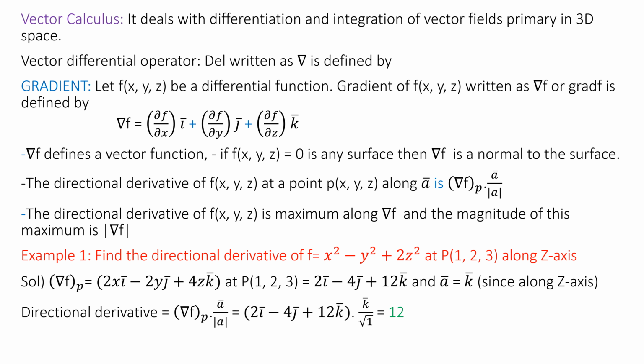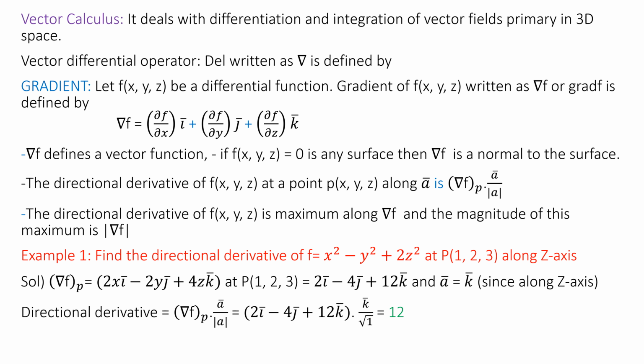Let f of x, y, z be a differentiable function. Gradient of f of x, y, z, written as del f or grad f, is defined by del f is equal to dou f by dou x i bar plus dou f by dou y j bar plus dou f by dou z k bar. Okay, del f defines a vector function. Clearly it is a vector function. If you look at del f, it is clearly a vector quantity.